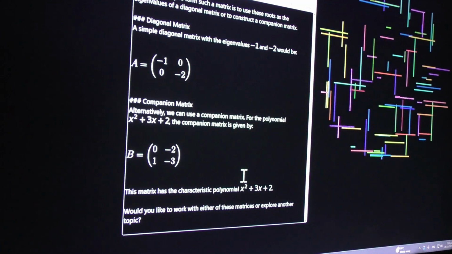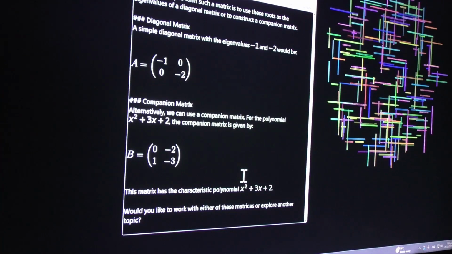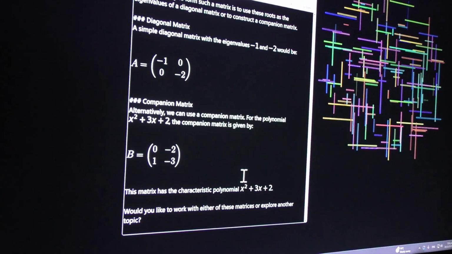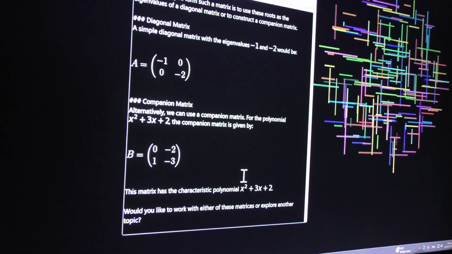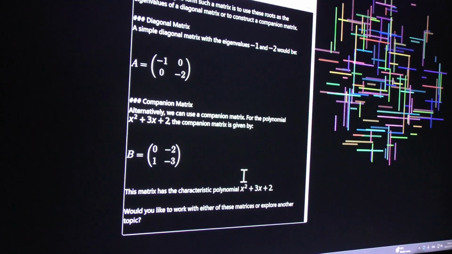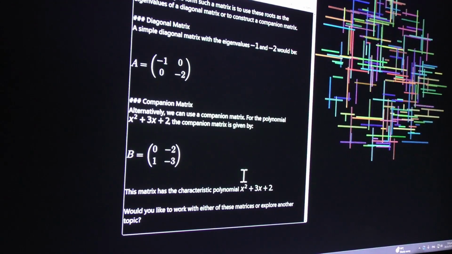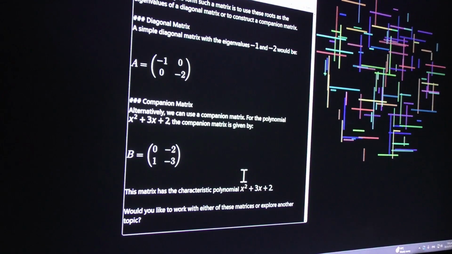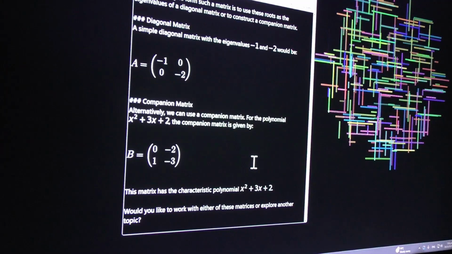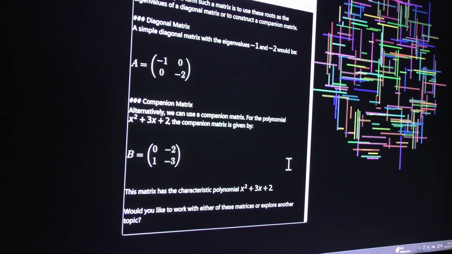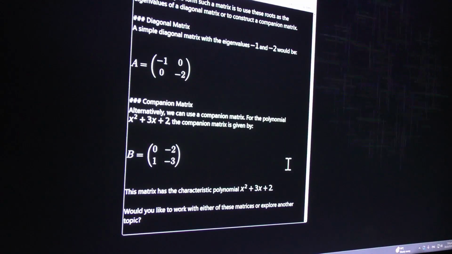Certainly. Given the characteristic polynomial x squared plus 3x plus 2, we can construct a matrix whose eigenvalues are the roots of this polynomial. The roots of the polynomial are x equals minus 1 and x equals minus 2. A common way to form such a matrix is to use these roots as the eigenvalues of a diagonal matrix or to construct a companion matrix. Diagonal matrix: a simple diagonal matrix with the eigenvalues minus 1 and minus 2 would be A equals minus 1, 0, 0, minus 2. Companion matrix.